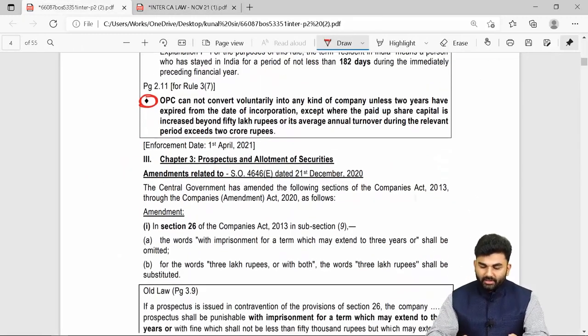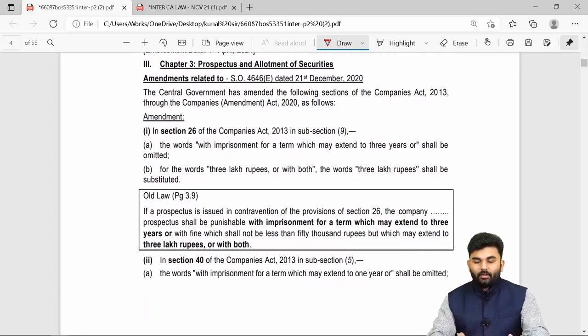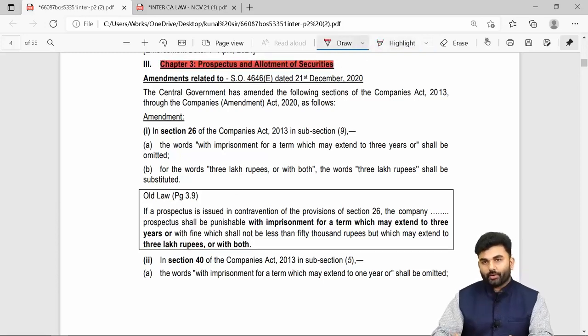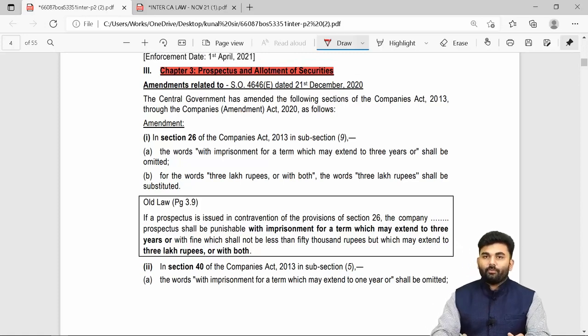Okay. So these are the changes towards one-person company, non-profit company, small company, and also the changes towards the concept of listed company. Over here, let us go on to chapter number 3, which is about prospectus and allotment of securities. There are a few more changes in chapter number 2, but we will cover them in a short period of time. But let us first cover chapter number 3.